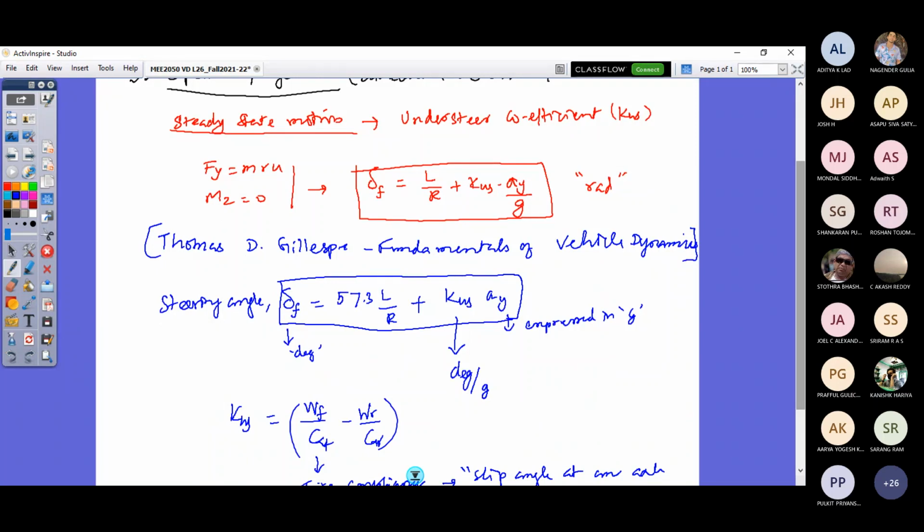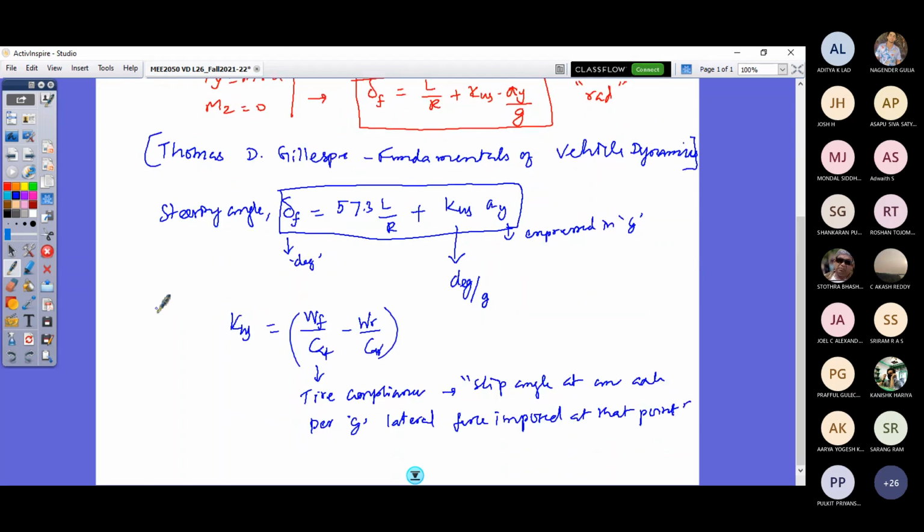You should not worry. In this lecture and another lecture, I would be referring to Thomas Gillespie's textbook named Fundamentals of Vehicle Dynamics. So here the steering angle would be given in degrees, and your understeer gradient would be dictated by the front tire compliance and the rear tire compliance. These tire compliances are defined as the slip angle at an axle per G of lateral force imposed at that point of time.